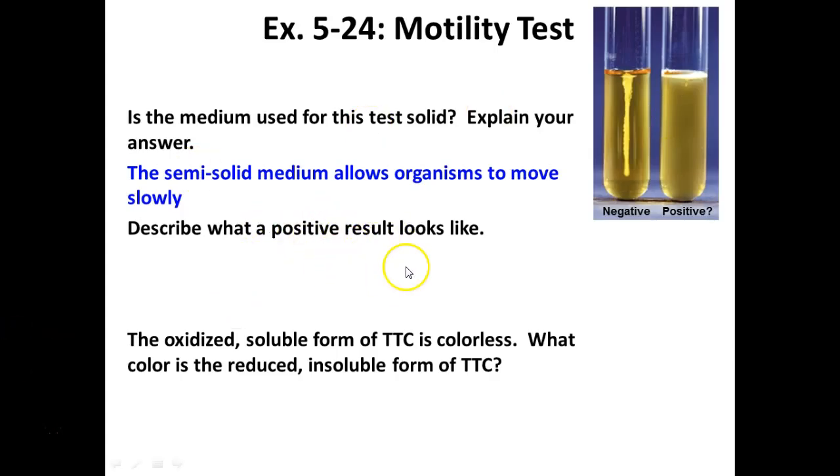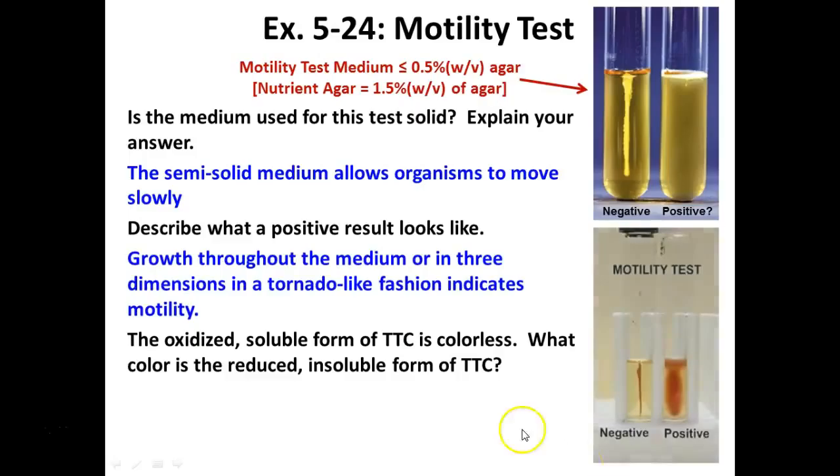So what does a positive result look like? It's cloudy. It's almost sometimes even like a tornado where it has spread out all the way around, 360 degrees when you turn that tube. They've gone in all directions from the source of where they were stabbed, where you inoculated.